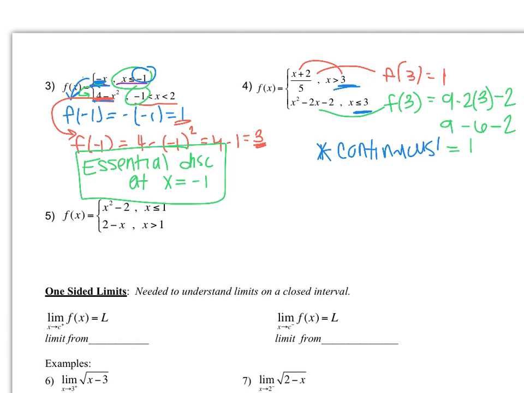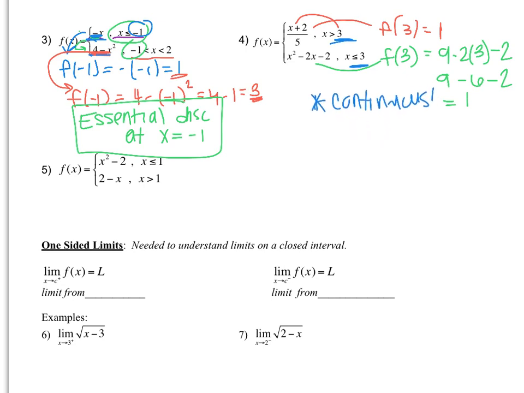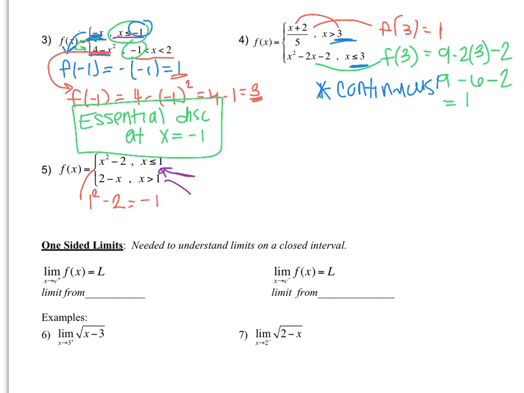All right, taking a look at number 5. Okay, so again, the first step is where is that potential discontinuity going to take place? And we can see here that it's when x equals 1. So then we need to figure out what is the function value at each of those spots. So when x equals 1, this top function is going to be 1 squared minus 2, which is negative 1. And then at this second function, for when x is greater than 1, it's going to be 2 minus 1, which is positive 1.